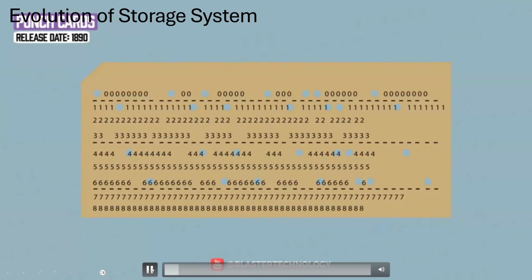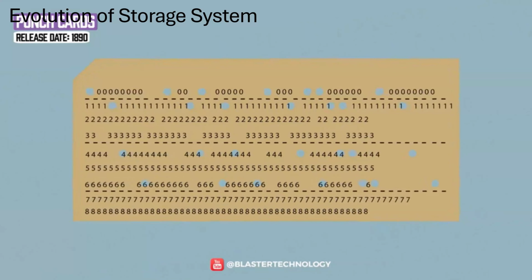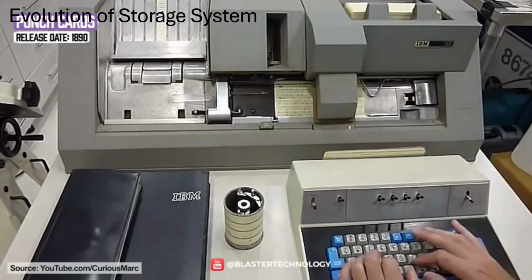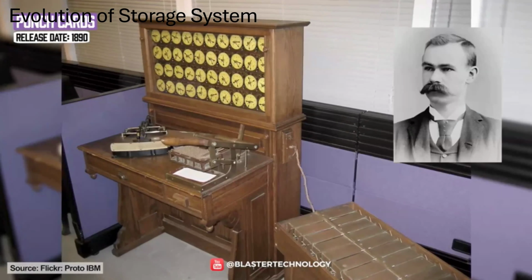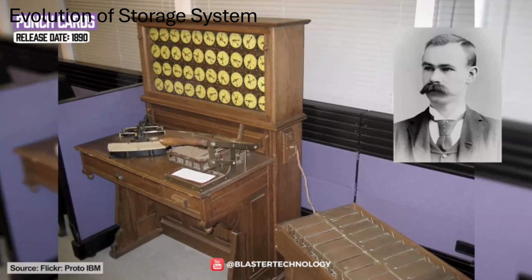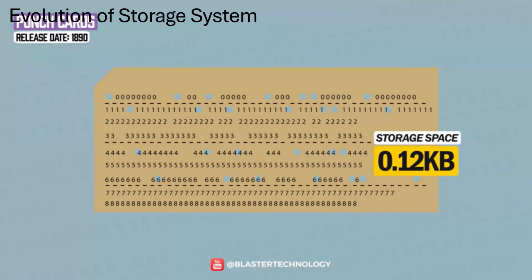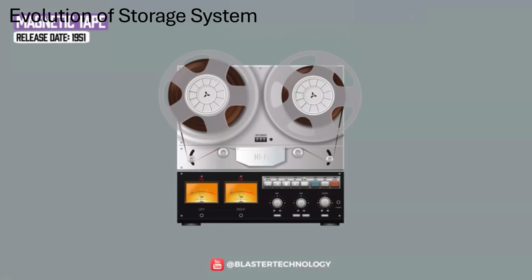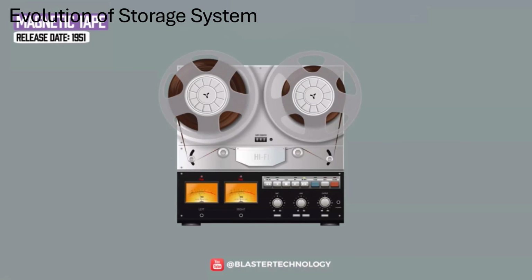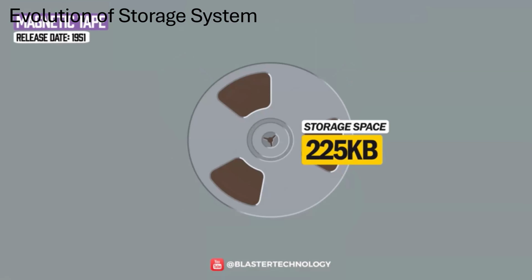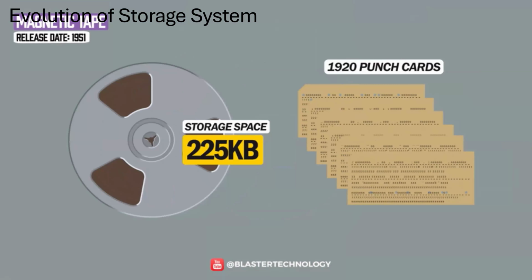Perforated paper where the holes are 1 and the non-holes are 0, being inserted into the computer by photoelectric scanning. In 1890, Herman Hollerith invented the tabulation machine using these cards, which could read and record data up to 0.12 kilobytes. In 1951, magnetic tapes began to be used to store data on a computer. A 225 kilobyte magnetic strip could replace 1,920 punch cards.